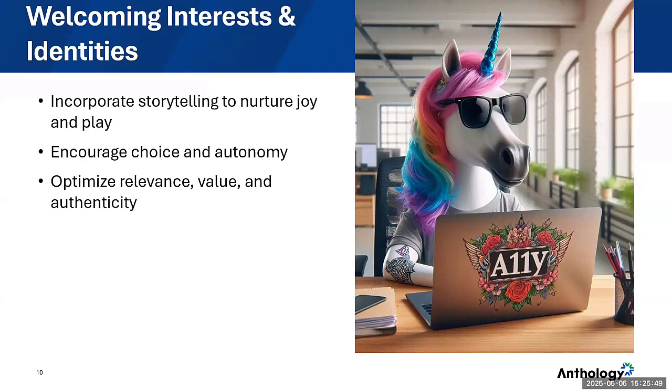For me, I AI generated this unicorn and I use it all the time because I love it. It's a unicorn with sunglasses and some tattoos and a computer in front of them that says A11Y, which is A and then 11 letters in accessibility and then the Y. So, right, like finding what people like and what they enjoy.